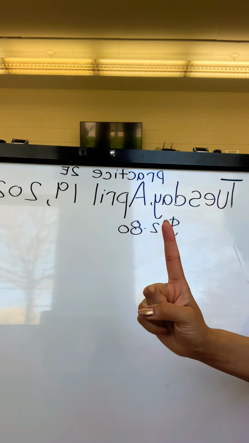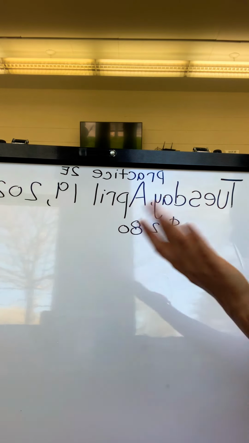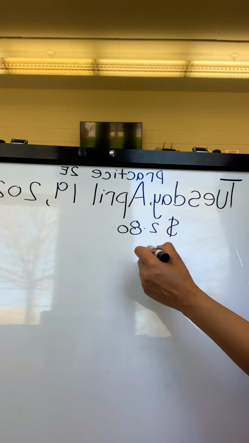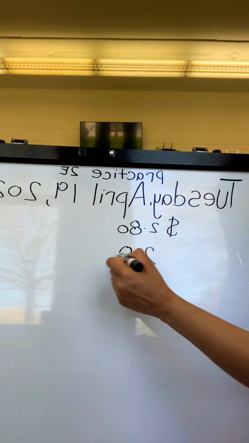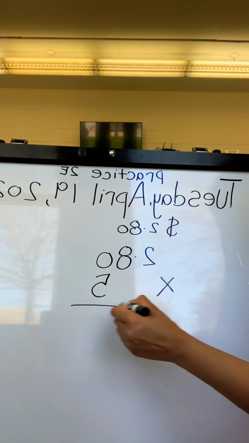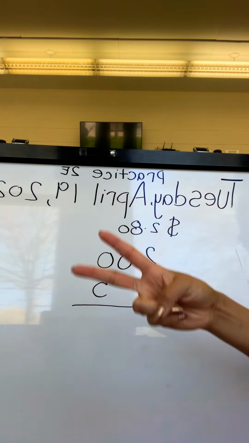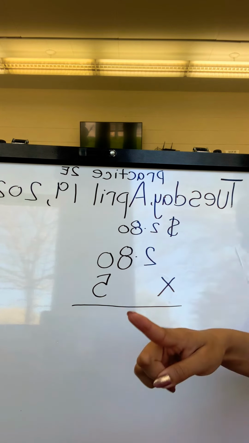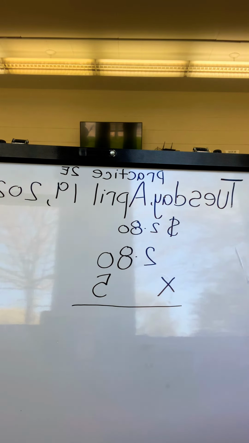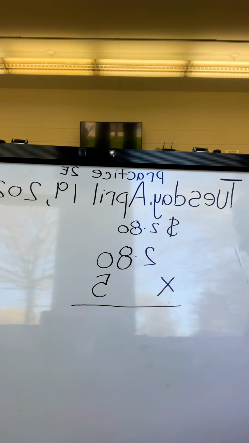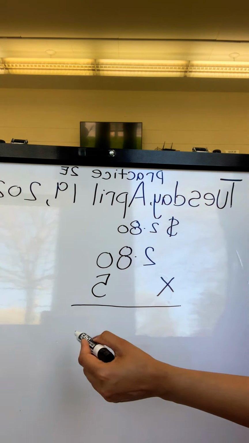So let's go ahead, and that's our first step. Our first step is to find out how much those 5 storybooks cost. So 1 equals 2.80, 5 would equal 2.80 times 5, right? Now this is a 2-step problem. I'm going to do this step with you. The next one you'll have to do on your own. Okay, so let's go ahead. 5 times 0 gives me 0.